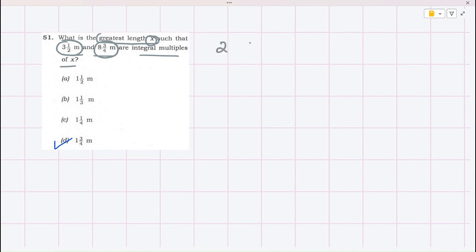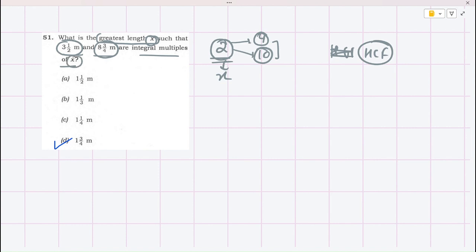For example, if we have a number 2 and then we have a number that is 4 and another number that is, suppose, 10. So what happens here is that 2 here is such a number. Suppose 2 here is x. So this is a number and these are the multiples. And these two are divisible by this. But what do we need? We need the highest such number, the greatest length. So we are talking about the highest common factor of both these numbers, that is the numbers 3.5 and 8 3/4 meter. So these will be integral multiples of x only when x is the highest common factor of both these numbers. This is the basic funda of this question.